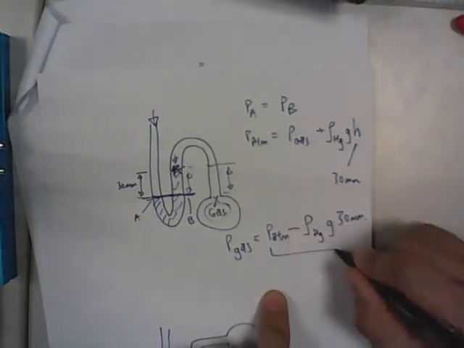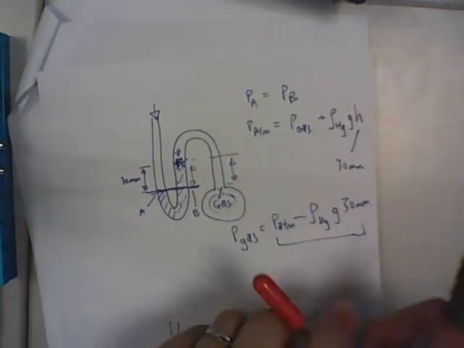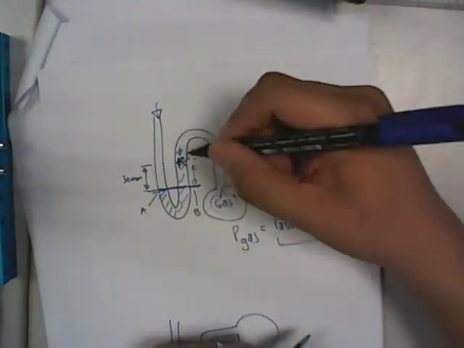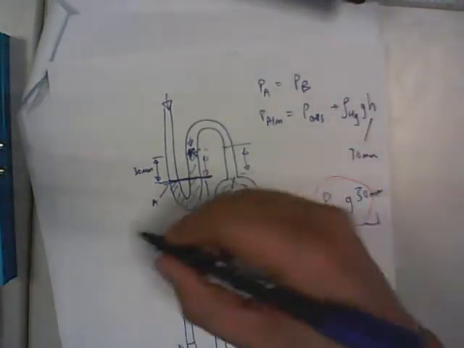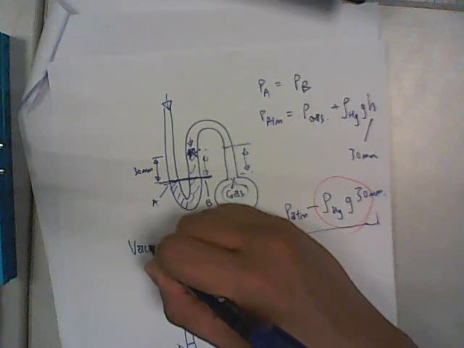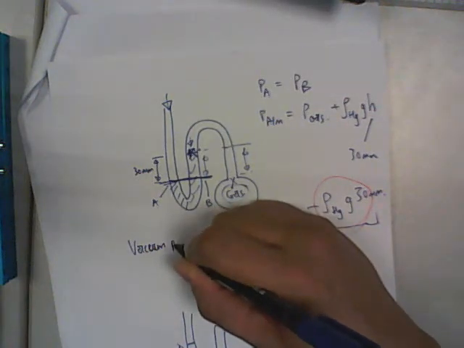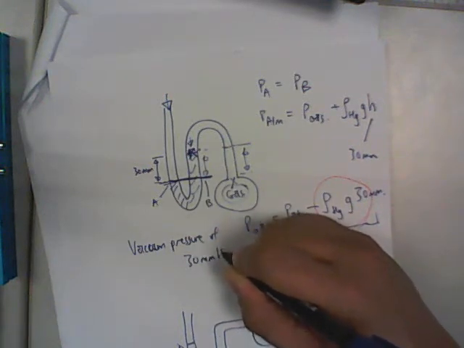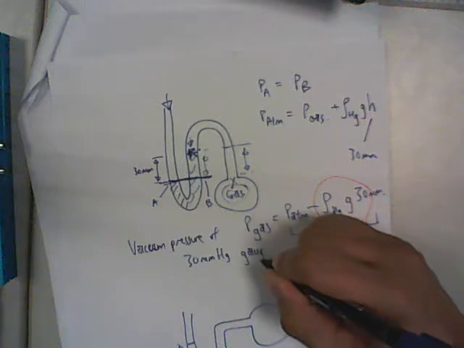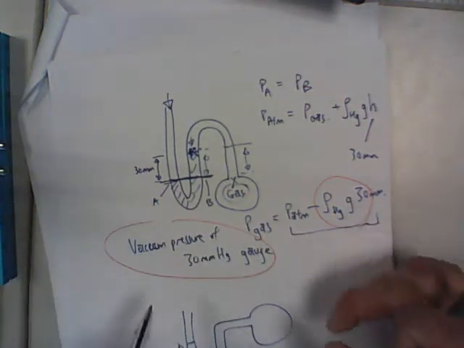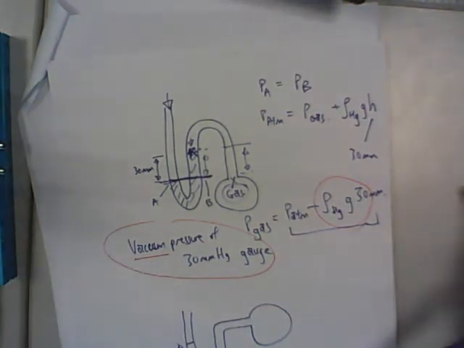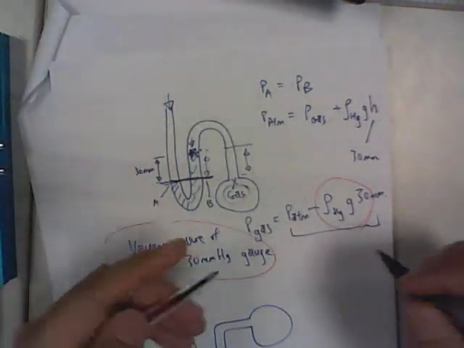So the minus should remind you of vacuum pressure. So the pressure of the gas is in fact a vacuum pressure of 30 mm Hg gauge. So this is the answer, 30 mm Hg vacuum. And over here, I think we should focus on the word vacuum.